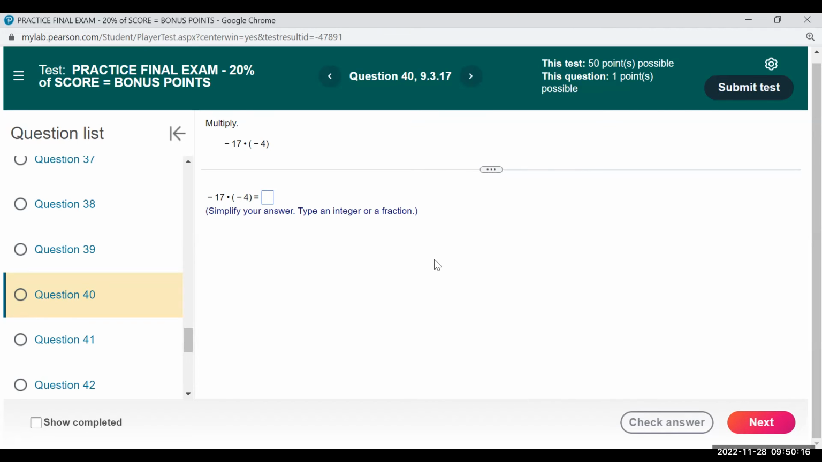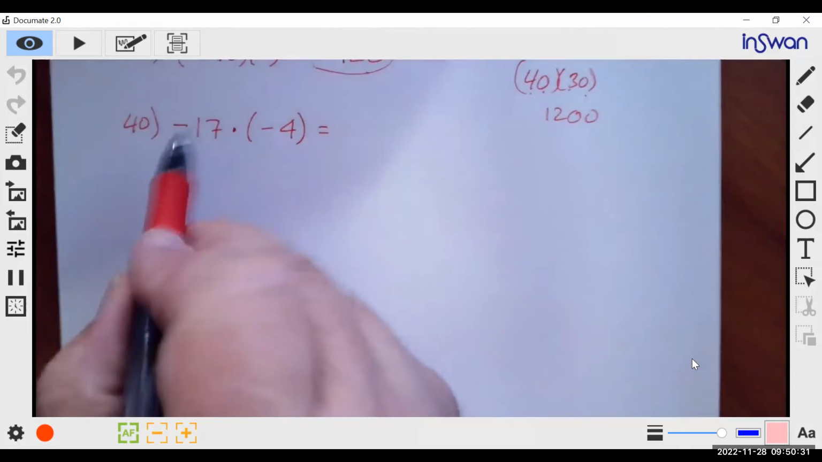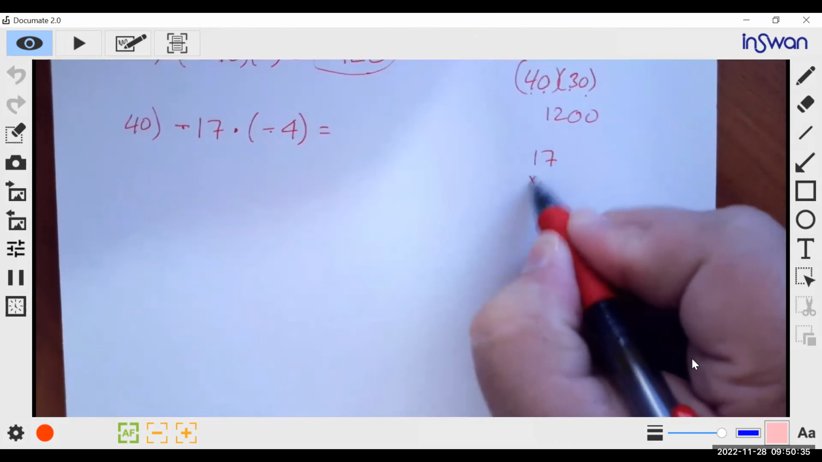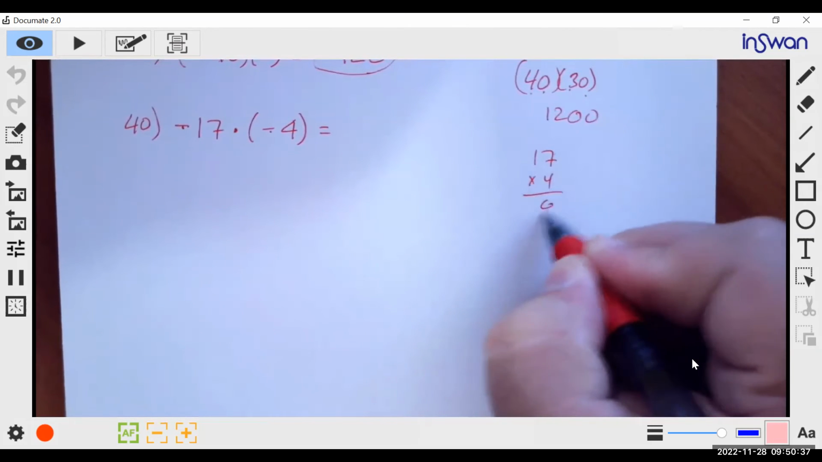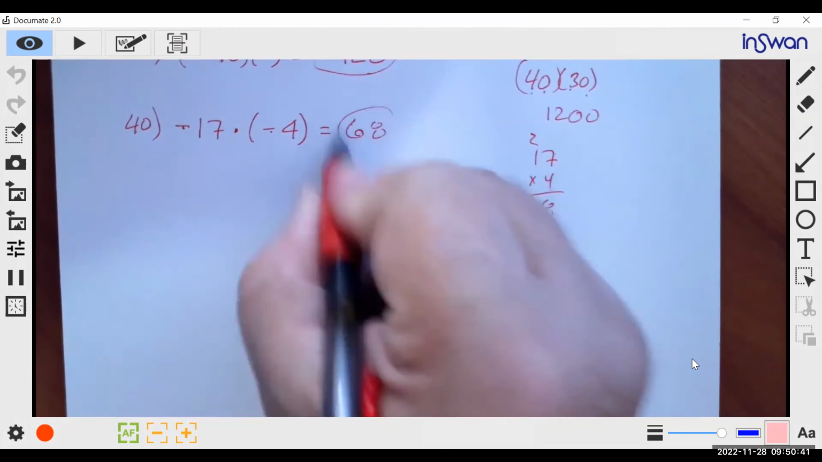Negative 17 times negative 4. So the first thing I'm going to ask you is the answer going to be positive or negative? Positive. Negative times negative is a positive. So 17 times 4, 7 times 4 is 28. Positive 68.